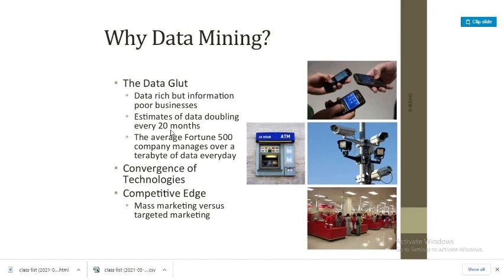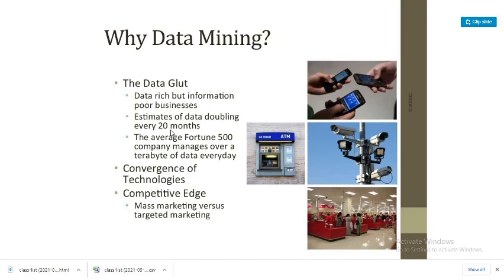Means, see here now, I am having a huge amount of data, rich data, but information-poor businesses. If I do not take that data and information properly, even though I have a huge amount of data, if it is not processed, if I do not take the knowledge out of it, obviously I'll be running a poor business.